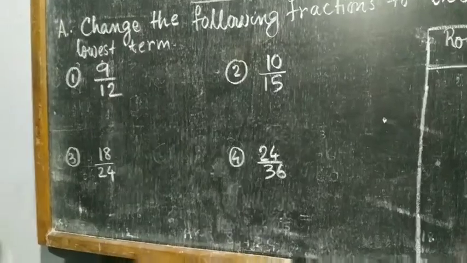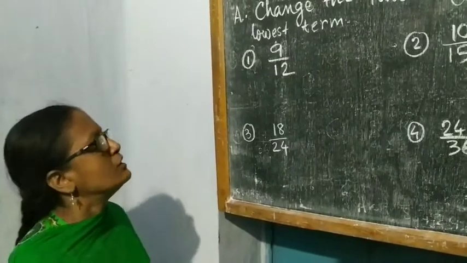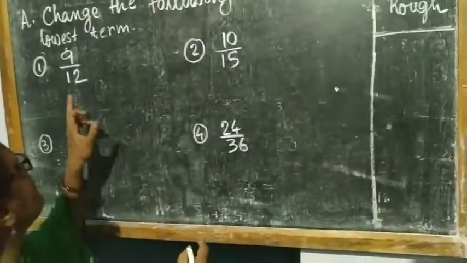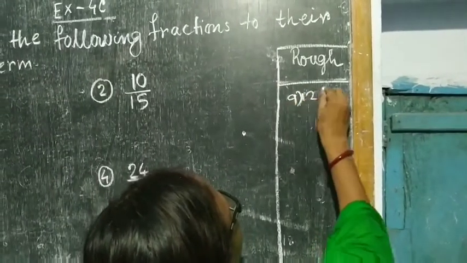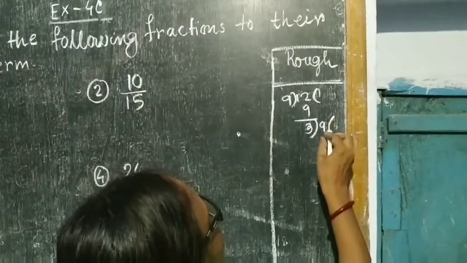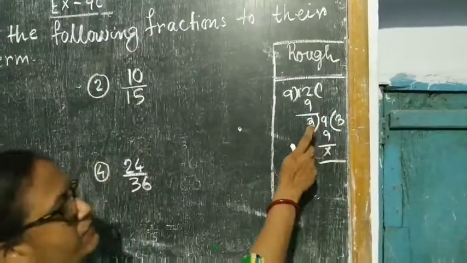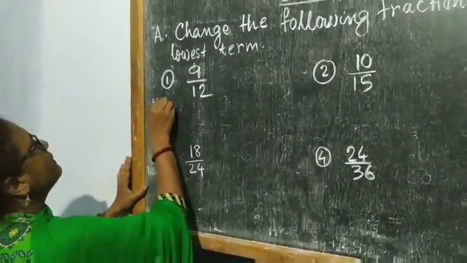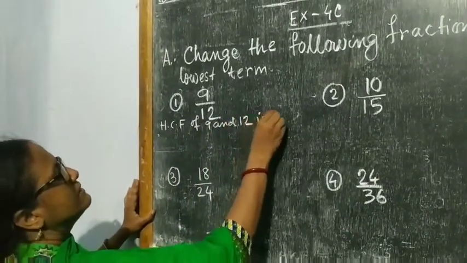So children, in the previous class I taught you how to find out the HCF of the numbers by division method. So here also I shall apply the division method to find out their HCF. So which one is better, 9 or 12? 12 is better. So divide 12 by 9. So 9 ones are 9. 12 minus 9, 3. Again divide 9 by 3. So 3 3s are 9. So which one is the HCF? 3 is the HCF. So the HCF of 9 and 12 is 3.